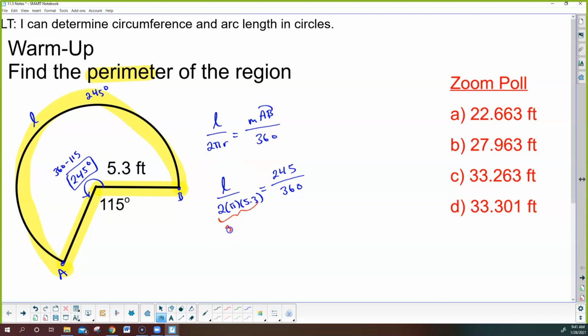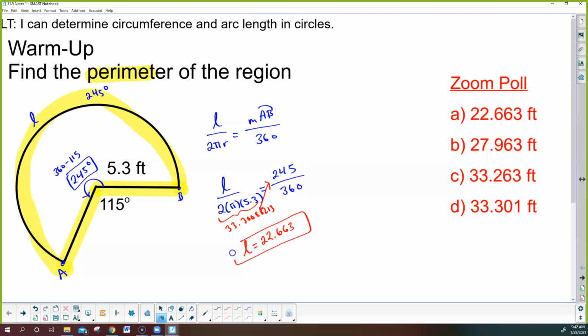So my circumference is 33.3008. I'm going to take the entire thing, and I'm not going to round until I get to my final answer. So then I'm going to cross multiply. I'm going to take this answer that's already in my calculator, times it by 245, and then divide by 360. So that will give me an arc length of 22.663.